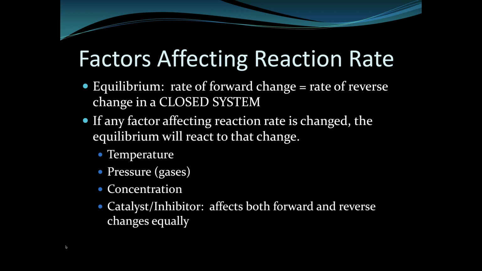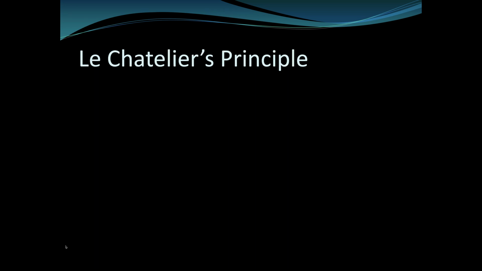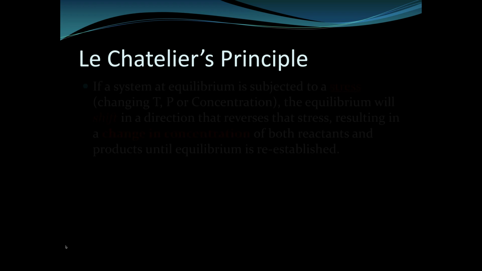Catalysts and inhibitors lower the activation energy or raise the activation energy, but they do so for both the forward and reverse changes equally. So catalysts and inhibitors will get you to equilibrium faster, but once you're at equilibrium, they won't have any impact on equilibrium at all. They'll make the forward and reverse reactions either faster or slower by exactly the same amount. And surface area doesn't affect equilibrium because solids are not impacted by equilibrium systems. Gases and solutions are.